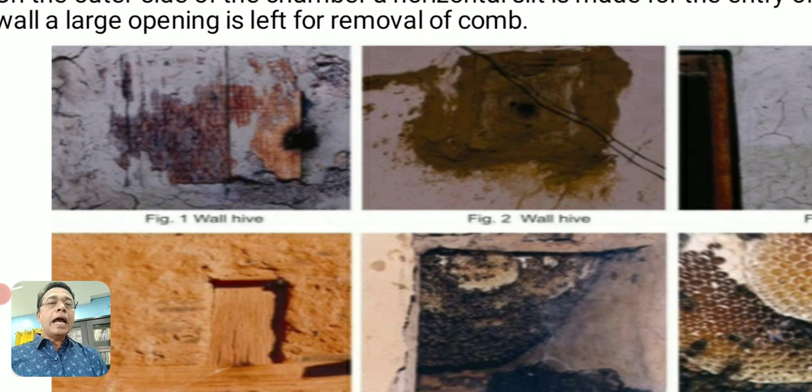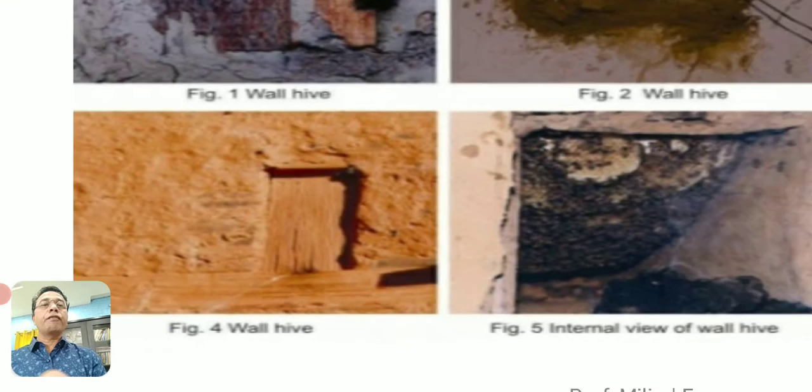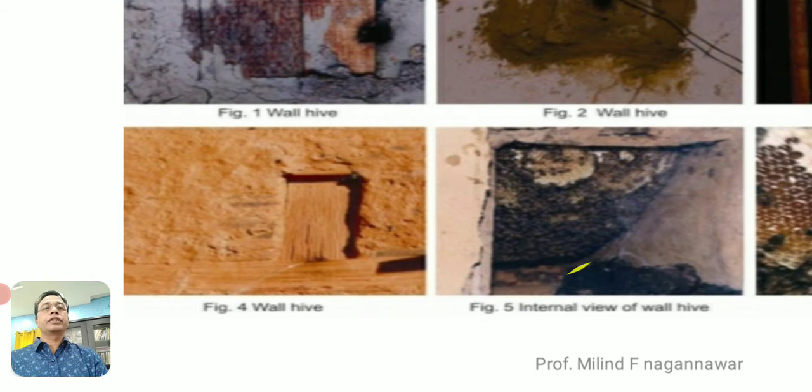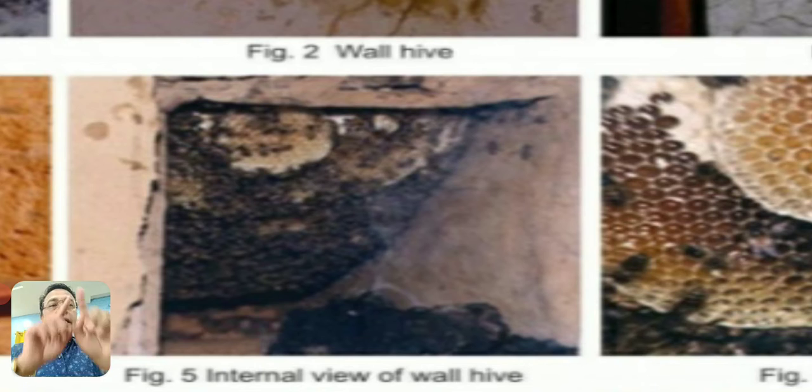Is it clear? And in the inner wall, they make a very large box-like opening. They open a small slit at the outer wall so that the honeybees enter the chamber. They enter the chamber and make a hive inside the box, inside the big open chamber in the inner side of the wall.